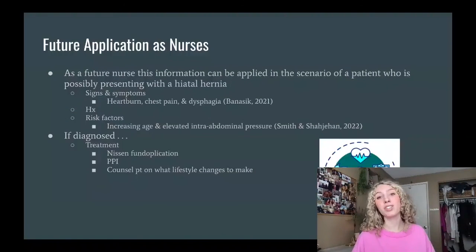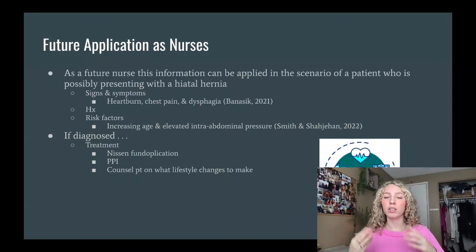Future application as nurses. As a future nurse, this information can be applied in the scenario of a patient possibly presenting with a hiatal hernia. We're going to look at their signs and symptoms, and we may see heartburn, chest pain, dysphagia. We're going to look at their history. We're going to look at their risk factors, increasing age and elevated intra-abdominal pressure. This elevated intra-abdominal pressure might be attributed to things like pregnancy, obesity, COPD, all things that are going to put more pressure inside on that stomach.